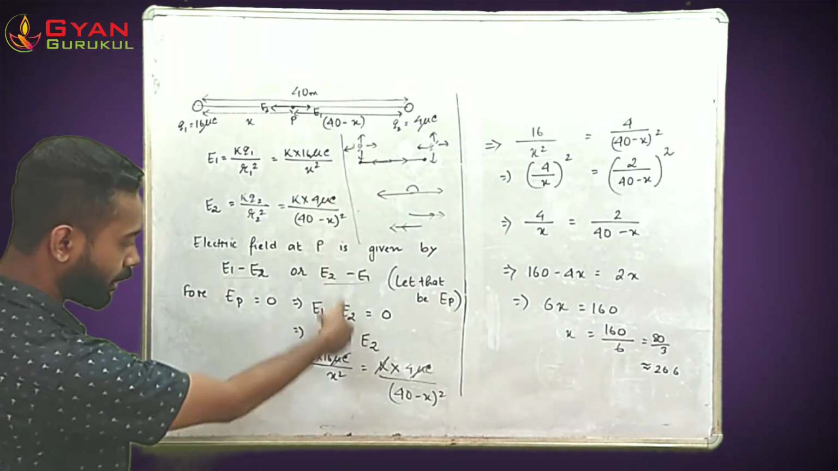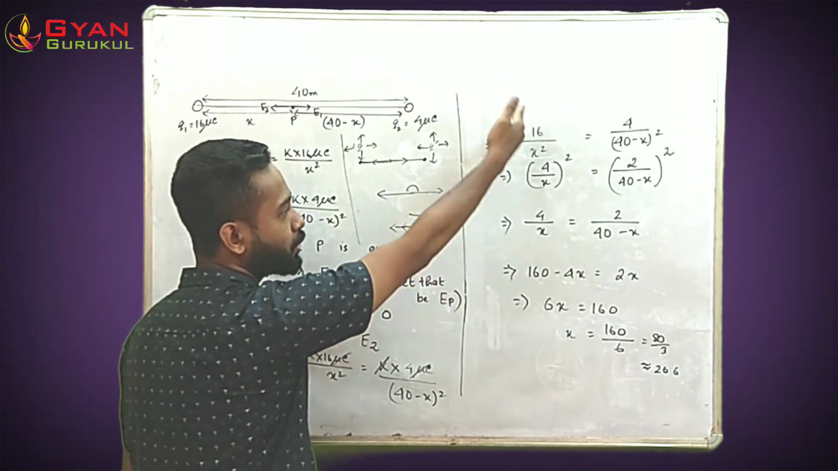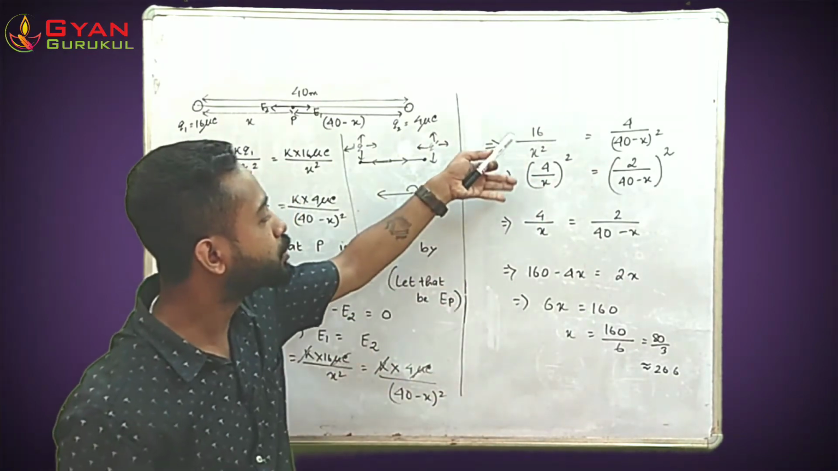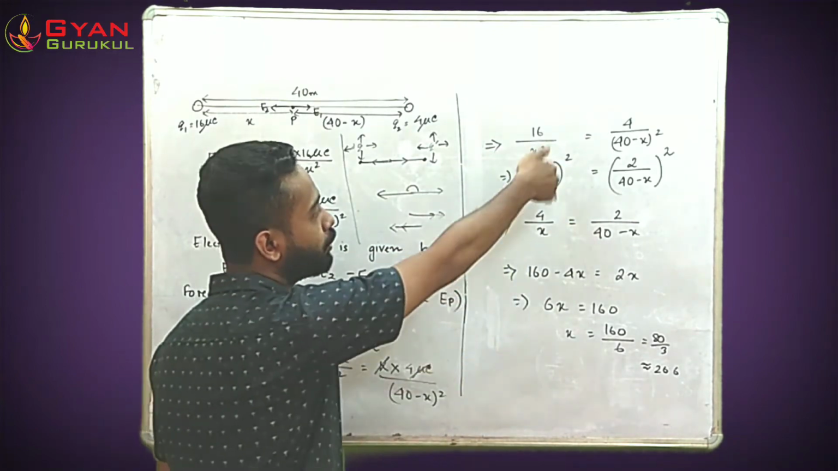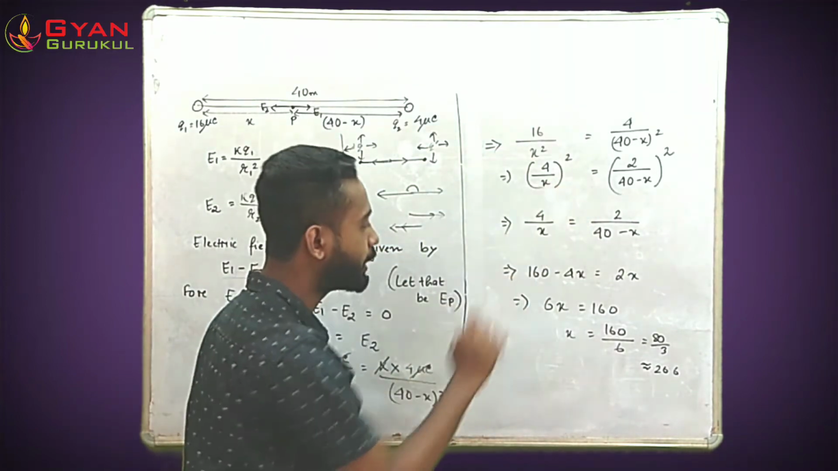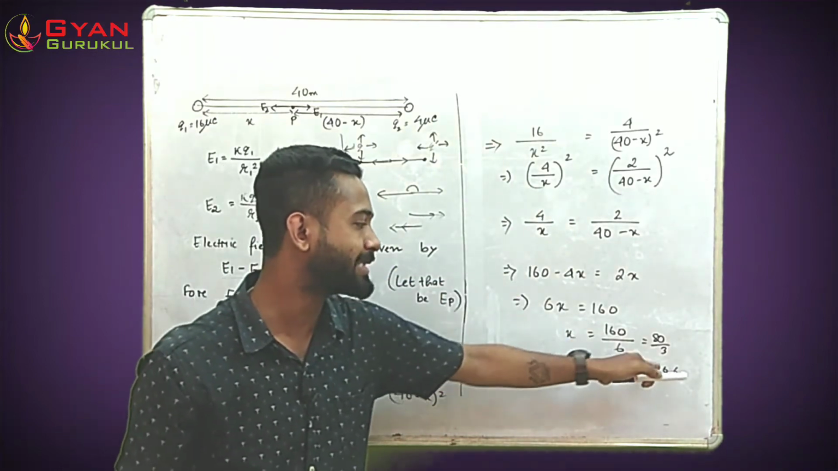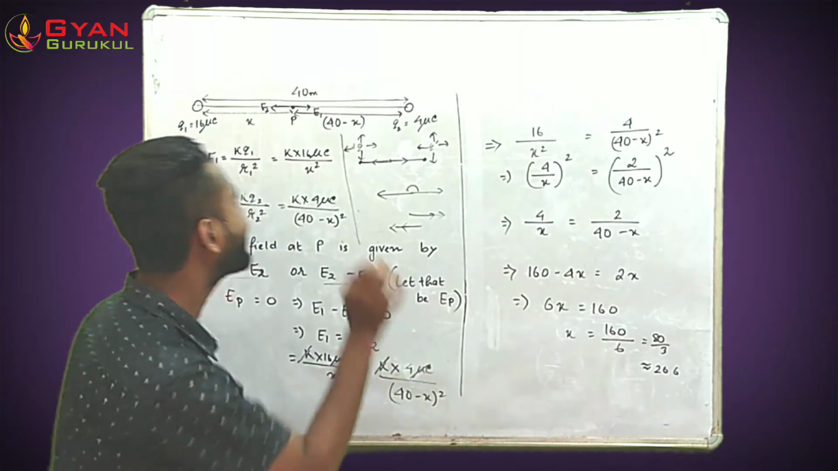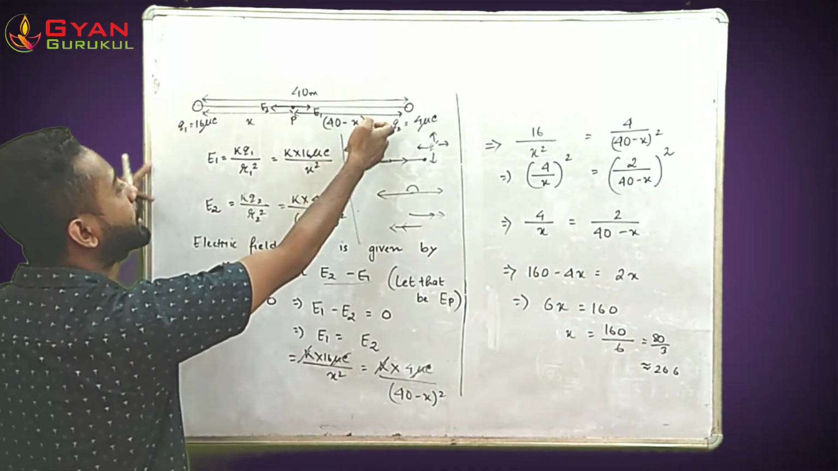By solving it further, you will get 4 by x equals 2 by (40 minus x), by taking the square roots and considering the positive part of it. You can check it out here. It would end up giving x equal to almost 26.6 meter. So the point lies at a distance of 26.6 meter, meaning the point would lie at a greater distance from the first charge.